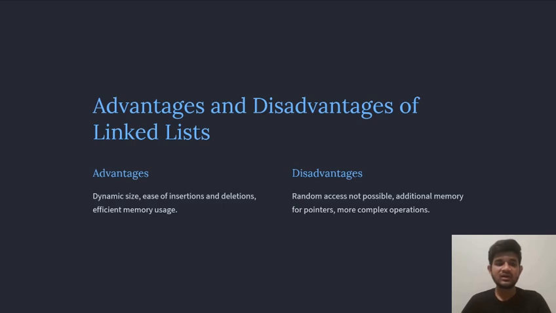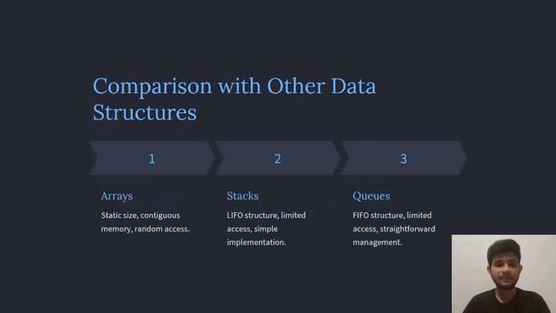Advantages. A linked list uses dynamic allocation and dynamic size. It is easy to insert and delete in linked lists. It uses memory efficiently. Disadvantages. Random access is not possible. Additional memory for pointers is required. More complex operations cannot be run.